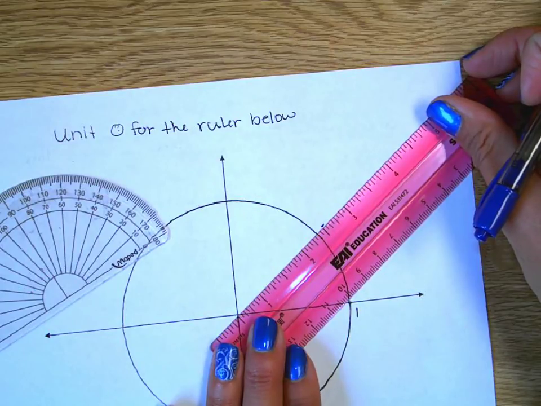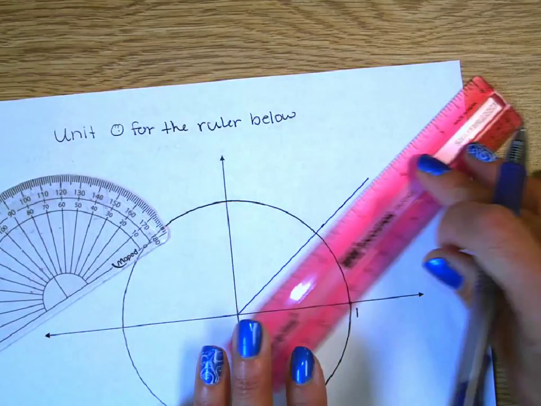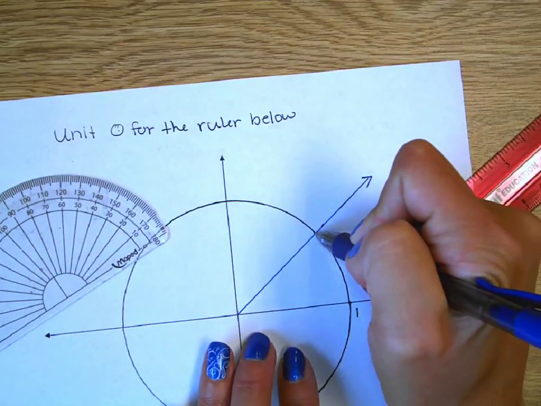Where's the 40? Right there? Right there. Not the 45, not the 40? Yeah. Need a ruler. I got one.